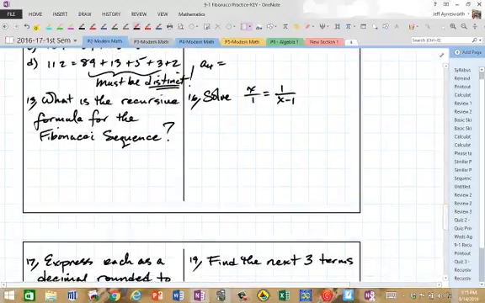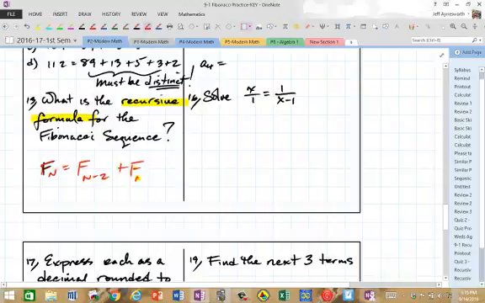Okay, what is the recursive formula for the Fibonacci sequence? Okay, so f sub n is equal to the sum of the two previous ones. You already know that. Just look at your notes.